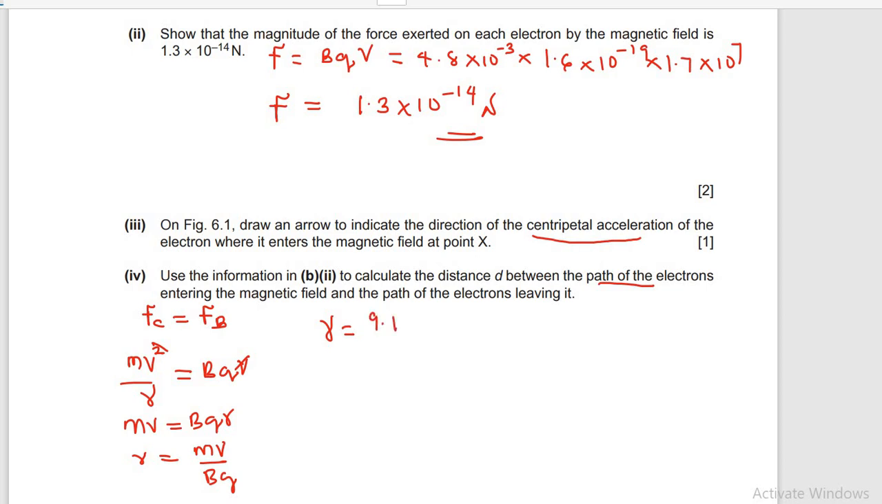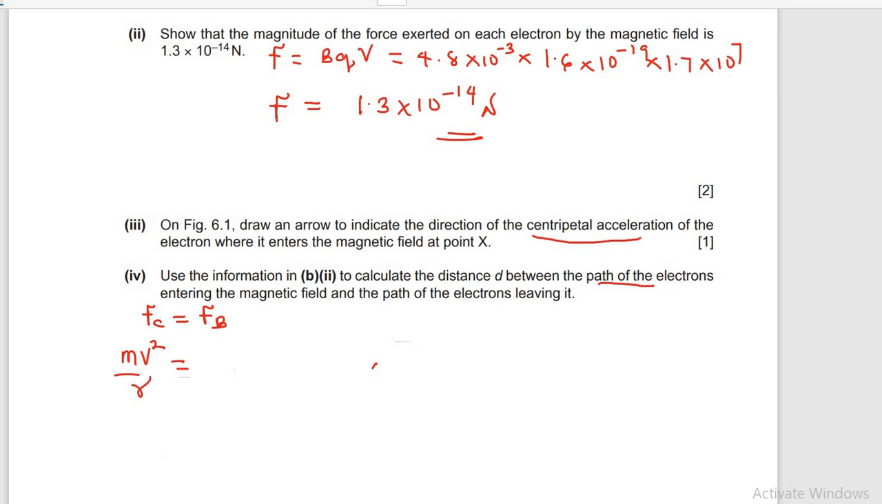The radius needs the mass of the electron. It's a constant, 9.11 times 10 to negative 31, given in the front page. The speed is 1.7 times 10 to the 7, all over the magnetic field. Oh, you don't need to do it this way. You would still get it this way, but we have the magnetic force already, so I don't need to go through this. The magnetic force is 1.3 times 10 to the power minus 14. That's the reason why they asked us to find it before.